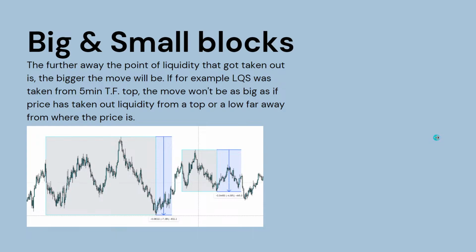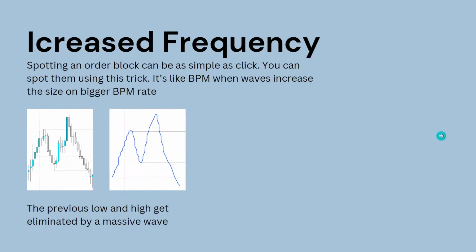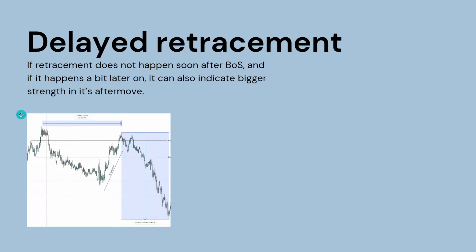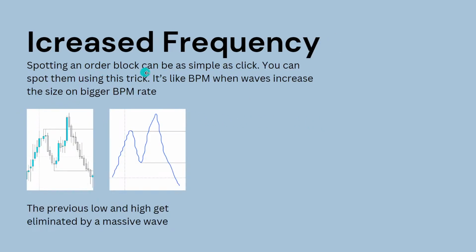I don't want to confuse you guys. This is just a helpful tip for spotting. It's nothing rocket science, but basically increased frequency is the name of the concept. I just made it up myself, doesn't really matter. So basically, spotting an order block can be as simple as click. If you can spot them using this trick.